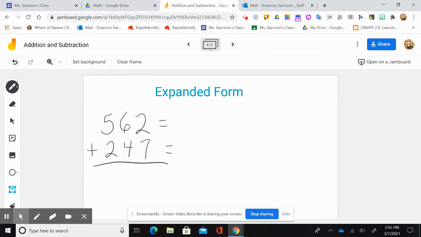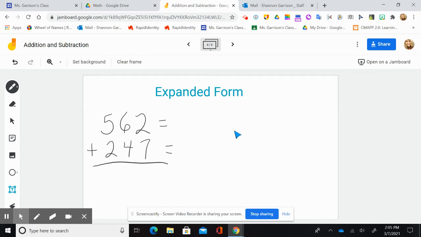Now let's go on to our final example, the expanded form. Now for this one, we normally only do this one for addition. It's a little bit harder, more challenging with subtraction. So we just mainly talk about this one with addition. So this equation is 562 plus 247. So we're going to break that down.